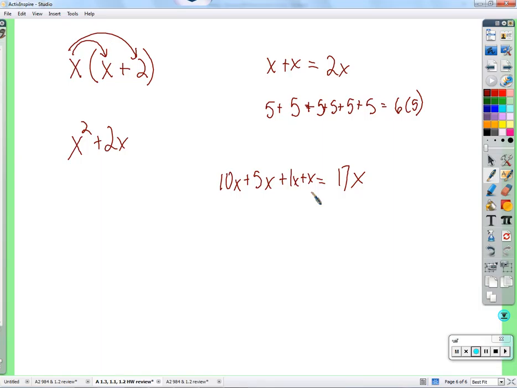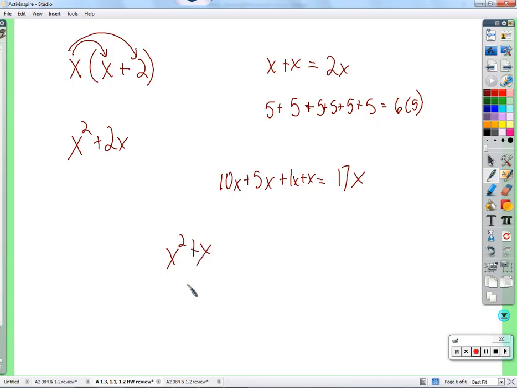I could get that in lots of different ways. Do 10x plus 5x plus x plus x. Is that 17x? Yes, they're all like terms, so they can just be added together. It really means, if I were to write this out long ways, x plus itself 10 times, plus 5 more x's, plus another x, plus 1 more x, total of 17 times x. So 1x and just the letter x is the exact same thing.